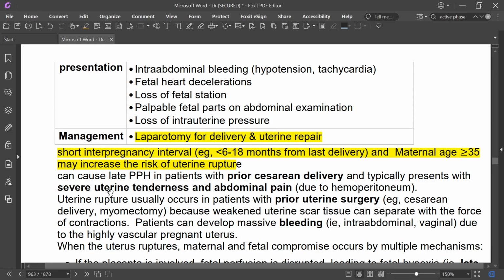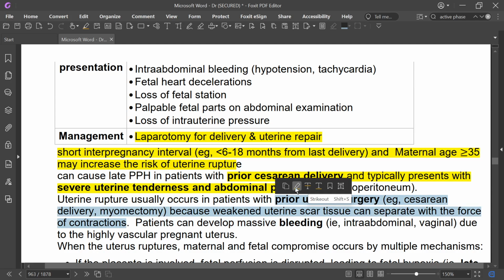It can cause late PPH in patients with prior cesarean delivery and typically presents with severe uterine tenderness and abdominal pain. Uterine rupture usually occurs in patients with prior uterine surgery, such as cesarean delivery or myomectomy, because the weakened scar can separate under the force of contraction.